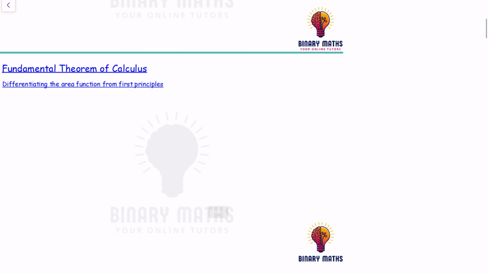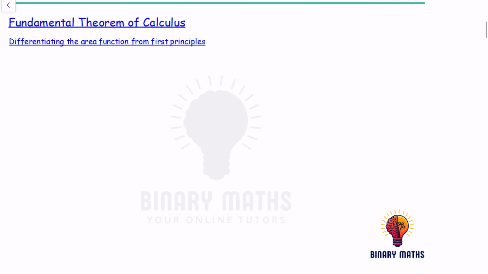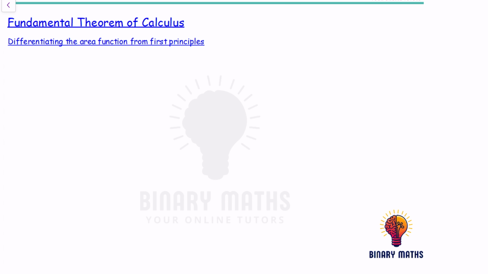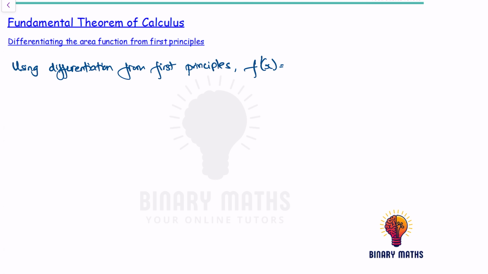Okay, so there's a fundamental theorem of calculus. Let's go through it. Differentiate the area function from first principles. So in this proof, we're going to use differentiation from first principles. You need to remember that f dash of x is equal to the limit as h tends to 0 of f of x plus h minus f of x all over h. Okay, so we're going to use this.